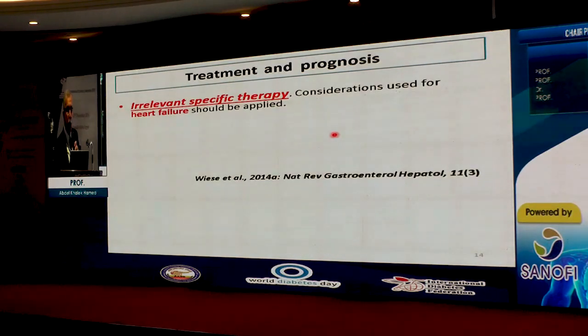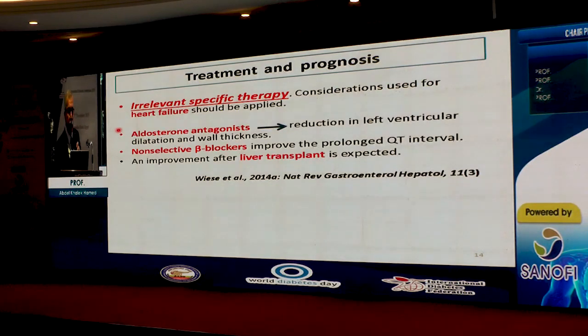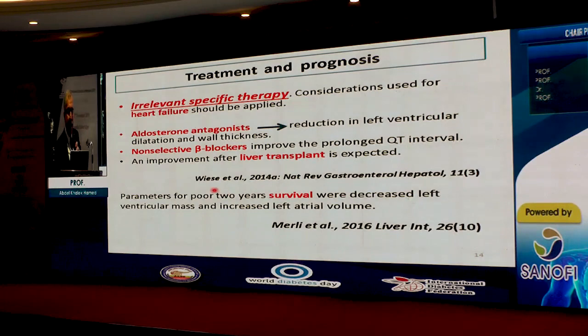The treatment or prognosis of cirrhotic cardiomyopathy and relevant specific therapy considerations used for heart failure should be done. لقينا الالدوستيرون antagonist reduce left ventricle dilatation with wall sickness والنون سيلكتيف بيتا بلوكر بتمبروف البرولونجد بي او تي انتريفال. طبعا الليفر ترانسبلانتيشن علاج اكيد. العيان اللي بنلاقي عنده بارامترز اوف بور تو يير سرفايفل وير ديكريزد ليفت فنتريكولر ماس اند انكريزد ليفت اتريال فوليوم.